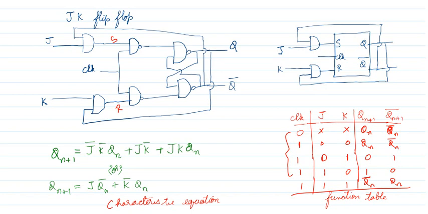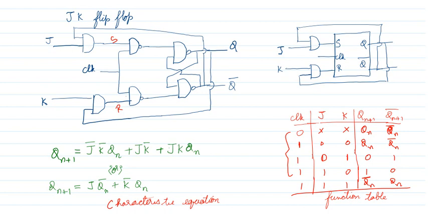Now we will write the equation for Qn plus 1. What is Qn plus 1? Leave the first line; in the first line we will definitely be using the clock, so we can ignore it. For the other four combinations, we are going to write Qn plus 1. Qn plus 1 is equal to J bar K bar Qn plus J K bar plus JK, where for 1 1 we have Qn bar. This should be Qn bar.